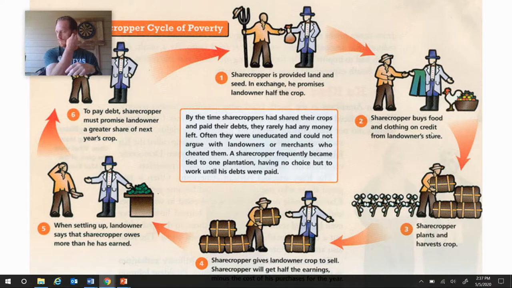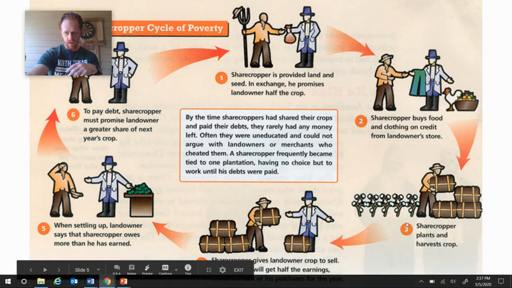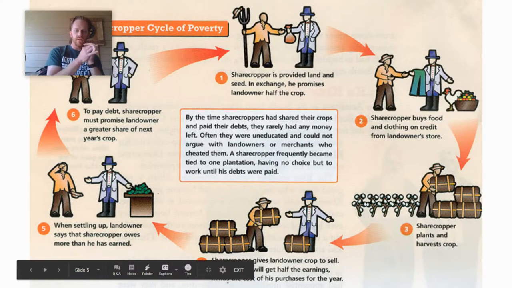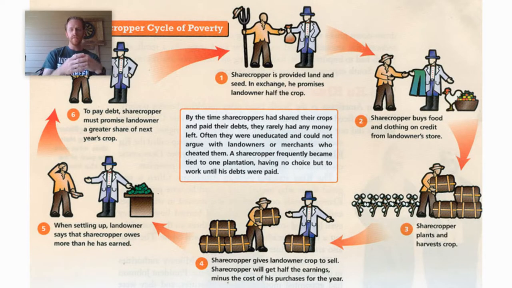So as we continue on, step 3 says the sharecropper will plant and harvest his crop. After he plants and harvests his crop, the sharecropper will then give the landowner the crop to sell. Because what does this former slave know about selling these crops? He doesn't know anything about it. All he knows how to do is to plant it, grow it, harvest it, and that's it. They don't do the business side. So the landowner would take the crop, the harvest, and he would sell it. Well, we're trusting that this landowner is going to give the money that's due to this sharecropper his fair share.